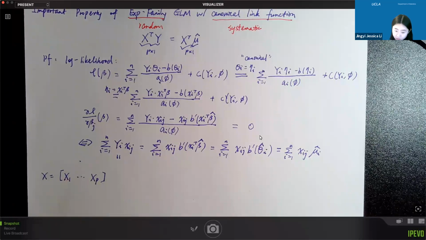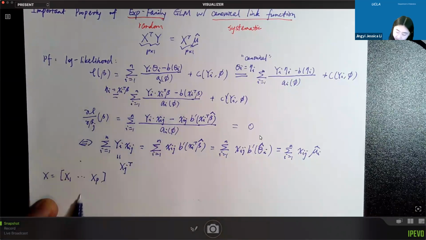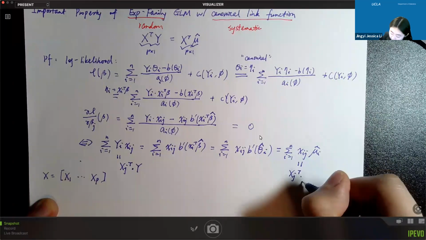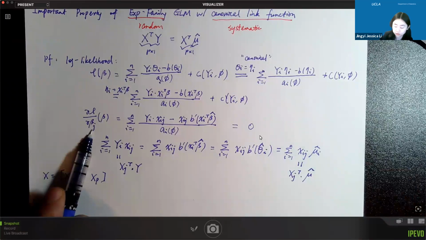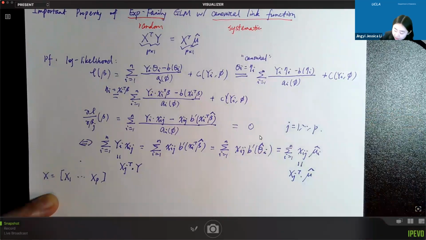So we can write it in this way. I can say that this is x_j transpose, the jth column transposed, times y. That's the inner product. And over here, I can do the same thing: x_j transpose times the mu hat vector. So I have these two things equal for every j, because I need every partial derivative to be 0, j going from 1 to p. So you see that for every j, I have this.